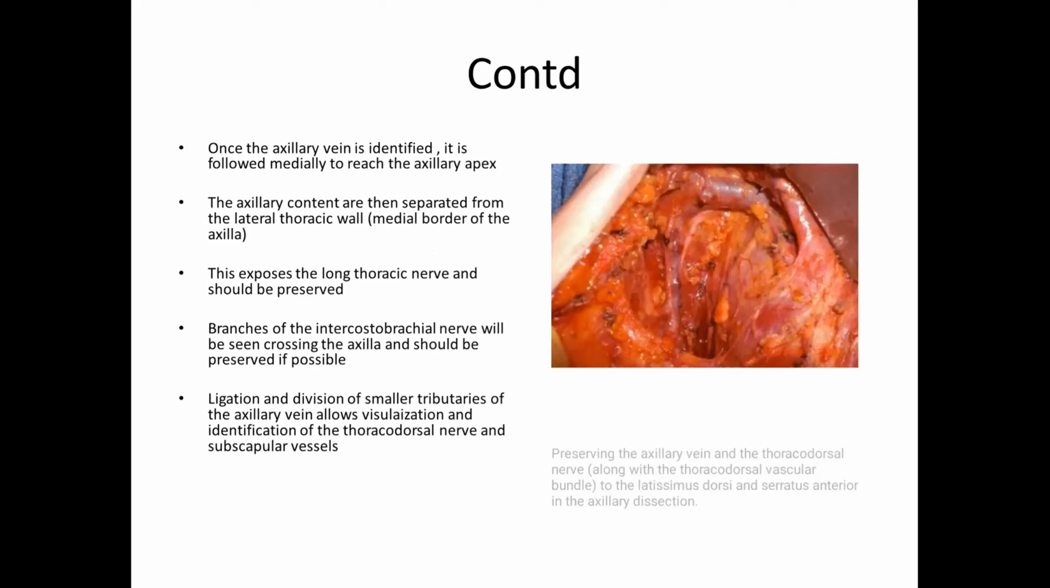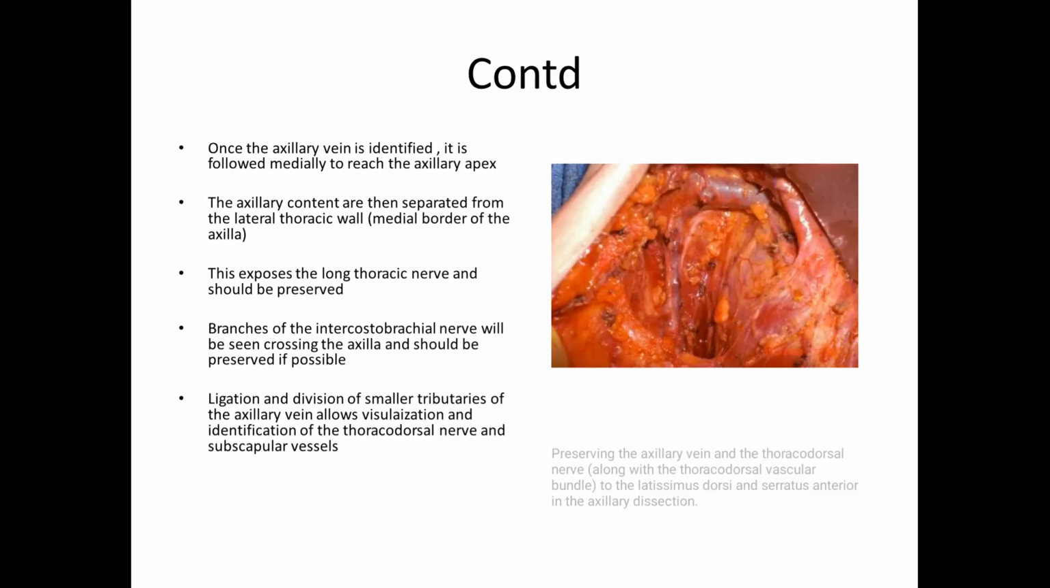Here, one will encounter the long thoracic nerve, which supplies the serratus anterior. Care should be taken not to damage this nerve, as that will lead to winging of the scapula. Branches of the intercostobrachial nerve will also be seen crossing through the axilla and should be preserved if possible, allowing visualization of the axillary vein and the latissimus dorsi.